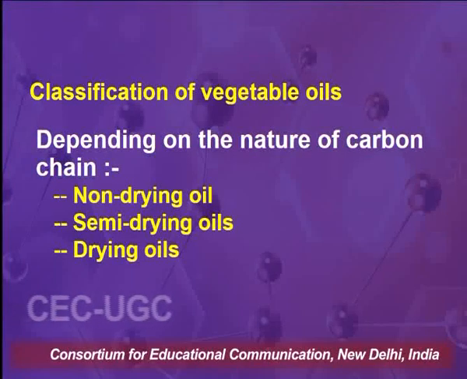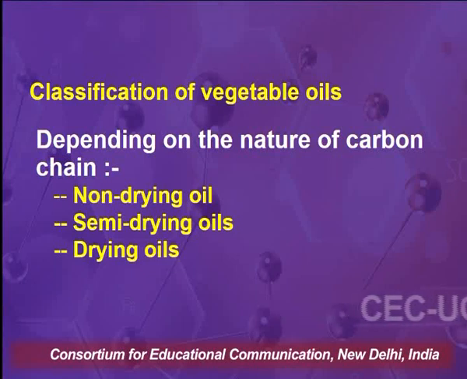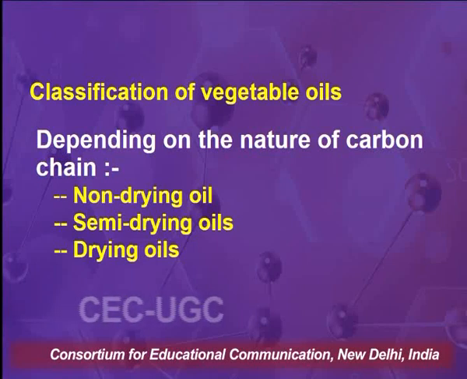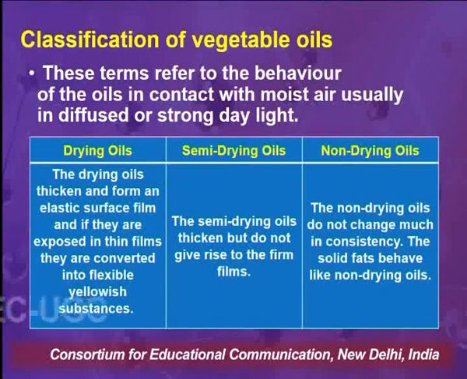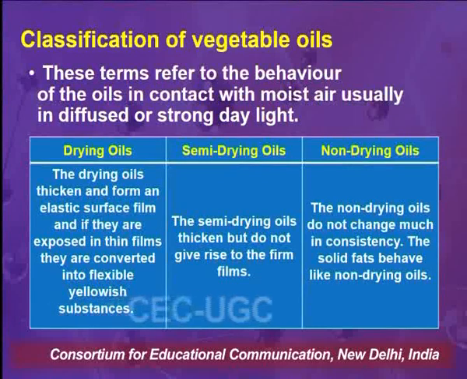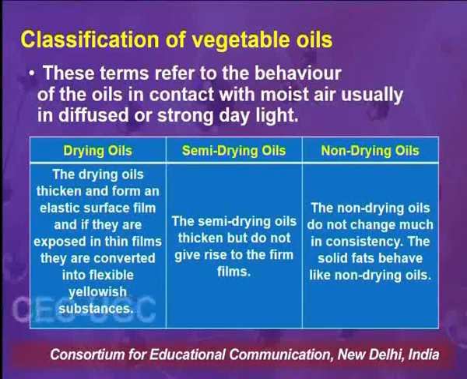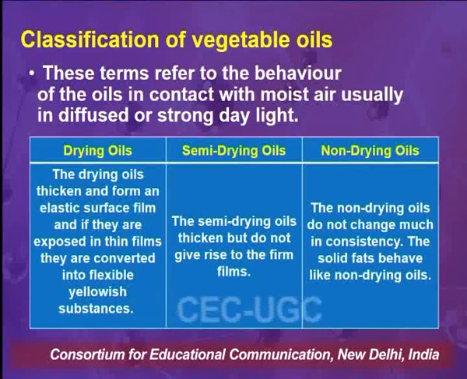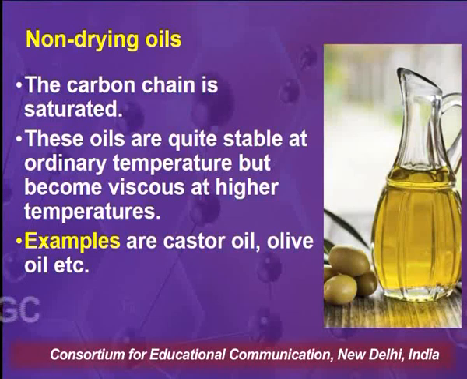Now let's do the classification of vegetable oils. Depending on the nature of the carbon chain, they can be classified as non-drying oils, semi-drying oils and drying oils. These terms refer to the behavior of the oils in contact with moist air, usually in diffused or strong daylight. The drying oils form a firm layer when exposed to the air. The semi-drying oils make a film, but it is not so firm. The non-drying oils do not change much in consistency. In non-drying oils, the carbon chain is saturated.